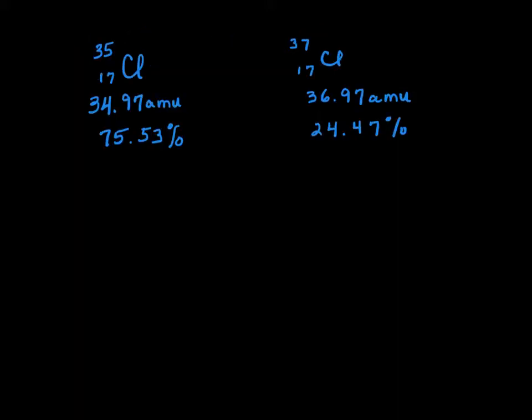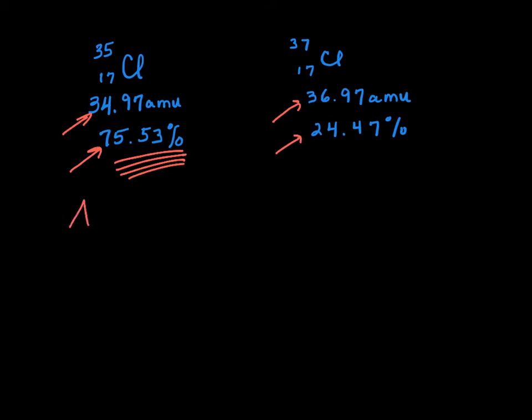For instance, for chlorine 35, we saw on the mass spec that it was 34.97 AMU and 75%. Chlorine 37 was 36.97 AMU and 24%. So if we look at it, the atomic mass of chlorine is going to be somewhere between 35 and 37, probably closer to 35 because we have more of the chlorine 35.